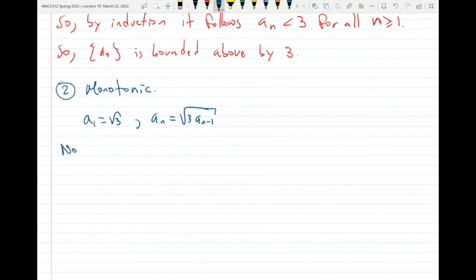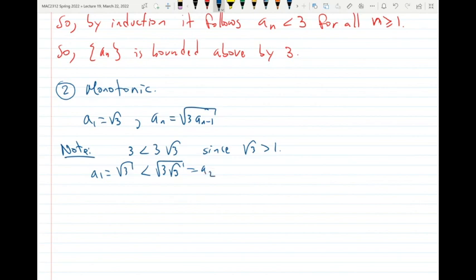So let's see. Note, let me write it down here. The square root of 3 is less than the square root of 3 times the square root of 3. I guess just to make it clear, 3 is less than 3 times the square root of 3, since the square root of 3 is bigger than 1, right? So you multiply a number bigger than 1 by something, then you make it bigger. So now if I take square roots, it still holds. So this is a1, and this is a2. So a1 is less than a2.